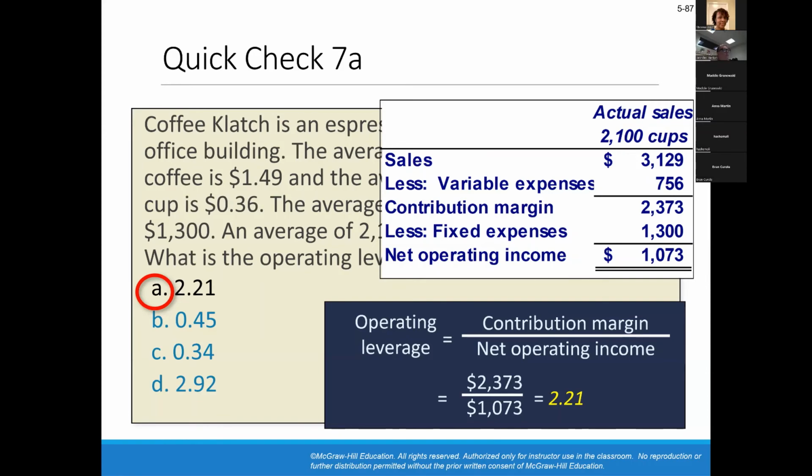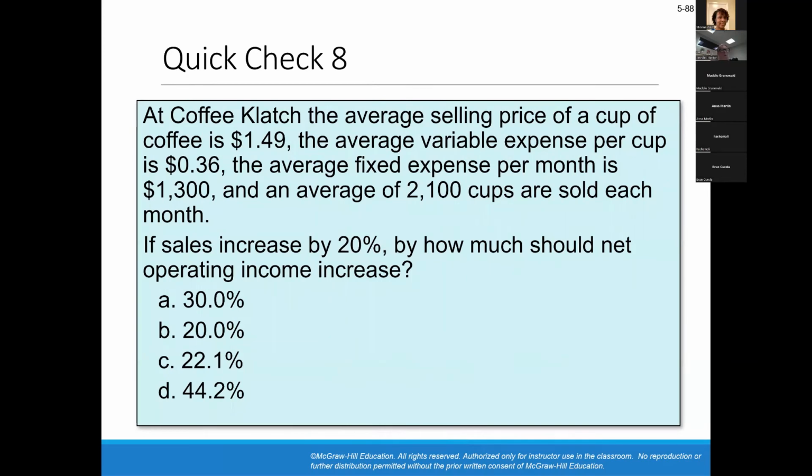Okay, so now that I know my degree of operating leverage, I want to look at my sales increase by 20%. How much should net operating income increase? Well, remember, 20% is what we want our sales to increase, and we have to multiply that by our degree of operating leverage. So our number that we just came up with was 2.21. So when we do the math, we get 44.2%.